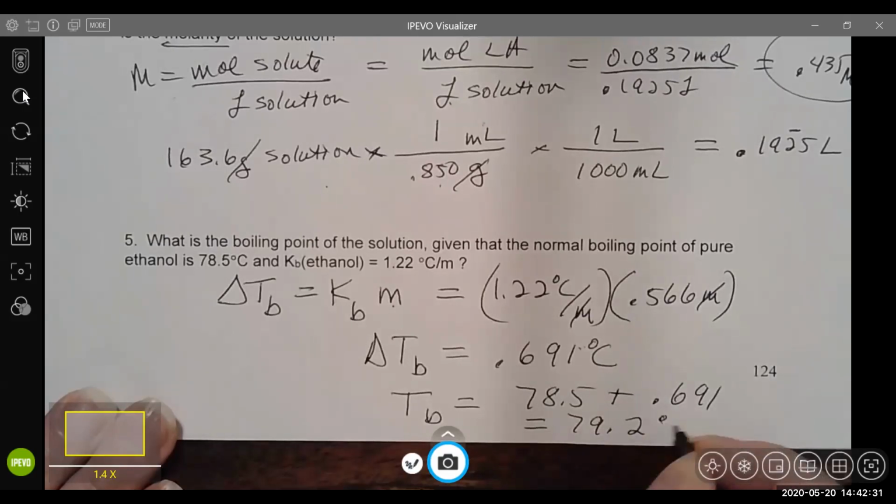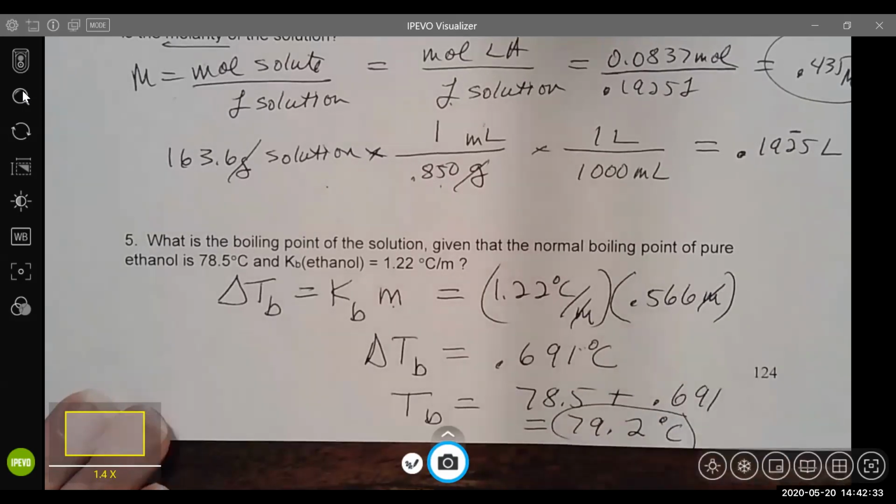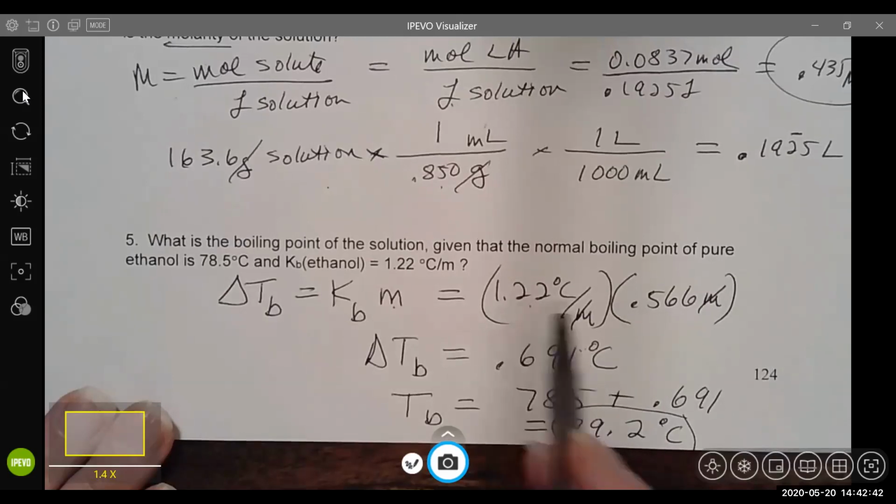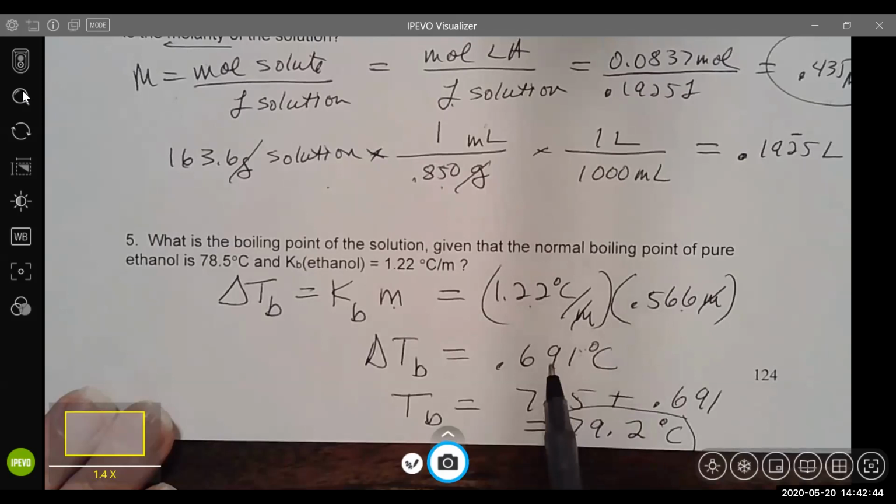And so that comes out to 79.2 degrees Celsius. I round to the tenth place because remember, when we multiply we count sig figs, so this was 3 sig figs, since I had a 3 sig fig number times a 3 sig fig number. When we add, we count decimal places instead. So first you add them and then you round, and in that case, rounding to the tenth place got us that. So that's as simple as it is.